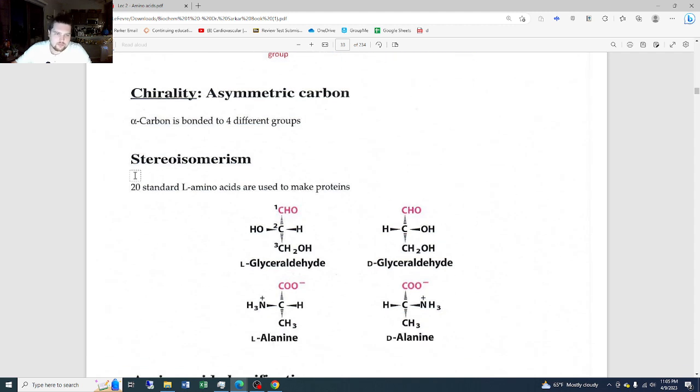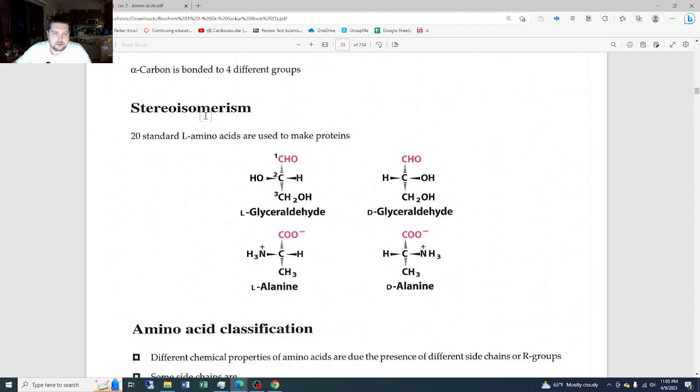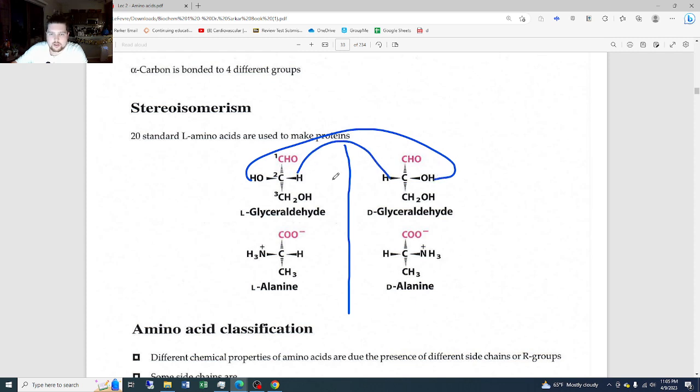Okay. Now we have stereoisomerism. This is kind of like the mirror images of stuff. So if this was a mirror right here between the two, see how this OH kind of flops over, and you see that mirror image of it where these two flip just like that. It's a mirror image of us.